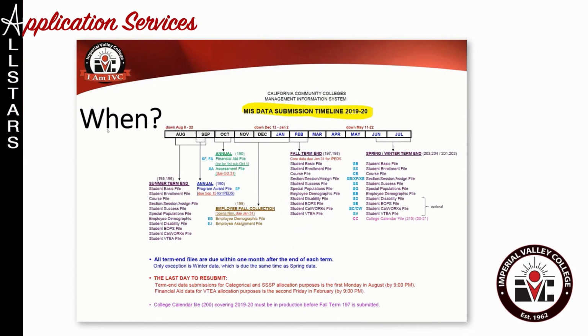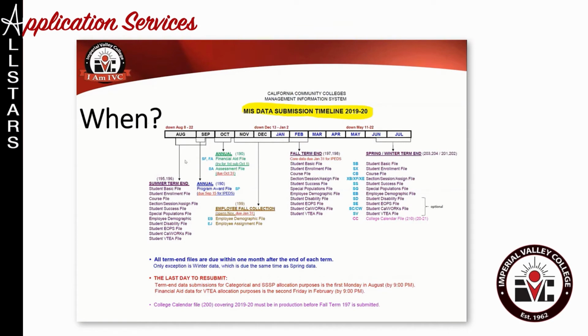What is really important is that we need to know when we have to submit this information to the state. This is really critical because you can see that every term I have to submit all these files to the state, and every year I have to submit things like financial aid or awards. And depending on the data that I submit, that determines the funding that we're going to receive back.